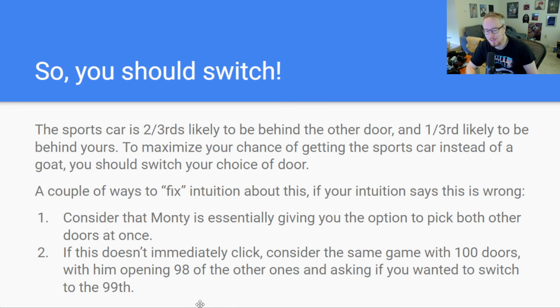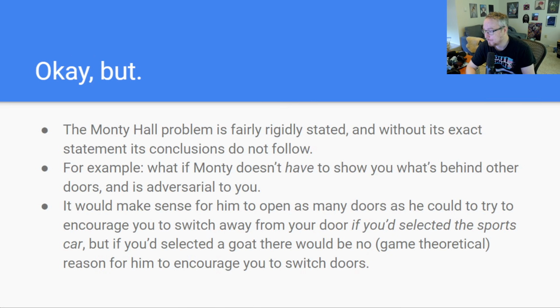At that point, you may be like, well, gee, it was like 1 in 100. I picked the right door to begin with, and then he just showed me 98 doors it wasn't behind, and there's some reason he didn't show me that one too. You might start thinking, gee, that other door looks like it could have a sports car behind it. It could be perhaps also that it is sports car shaped, and the door you picked has been bleating. I don't know. Anyway, the Monty Hall problem is fairly rigidly stated, and without its exact statement, the conclusions in it do not follow.